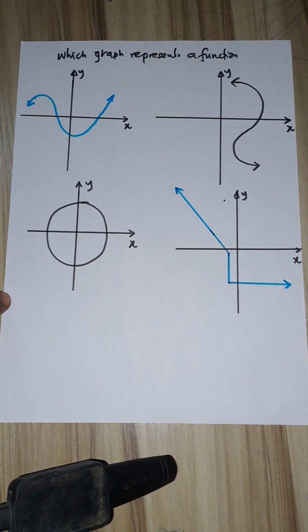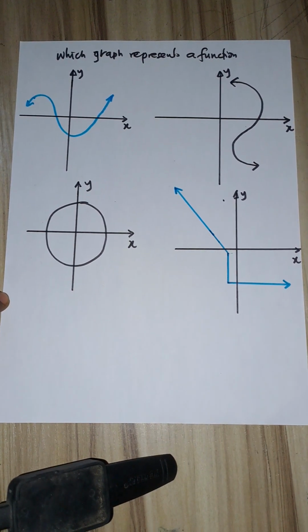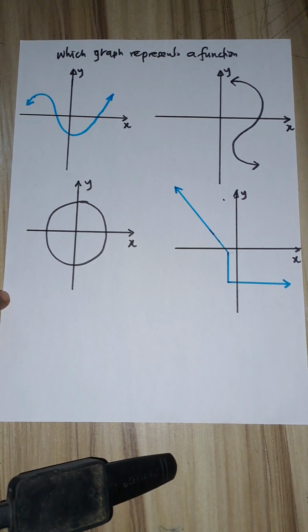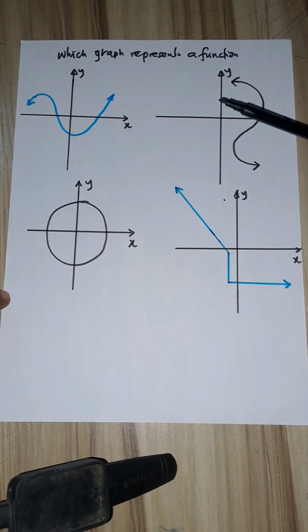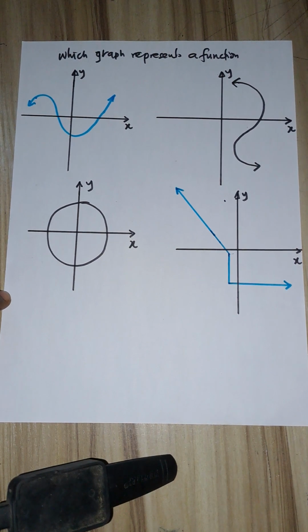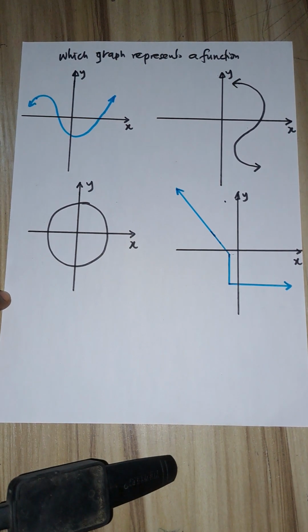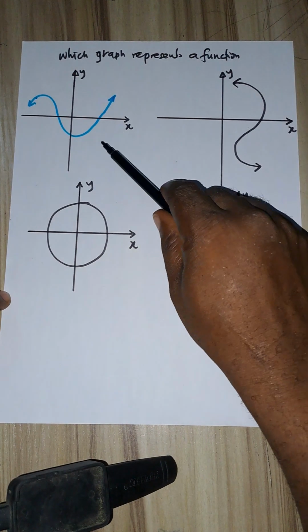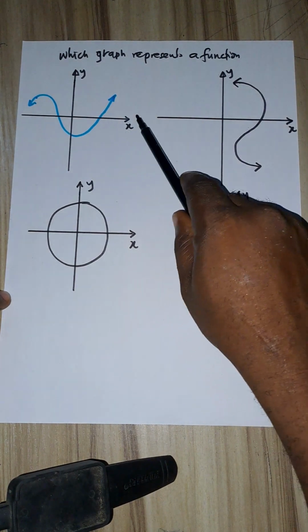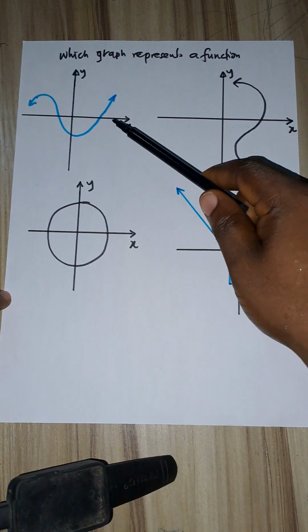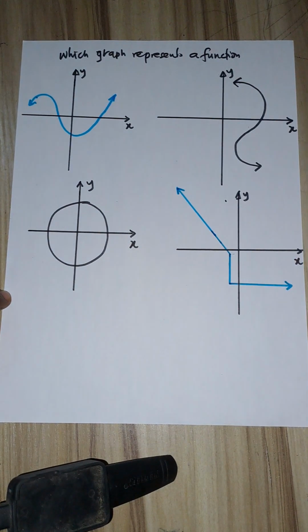Okay, we want to know the graph that represents a function. So recall that a function is a relation between domain and range such that each value in the domain corresponds to only one value in the range. Now, domain has to do with all the possible values of x, while range has to do with all the possible values of y.